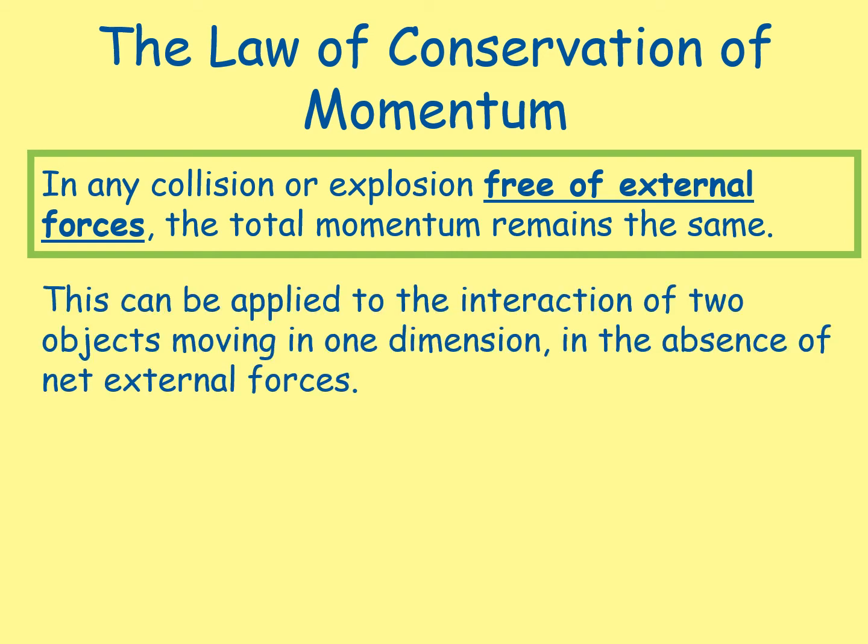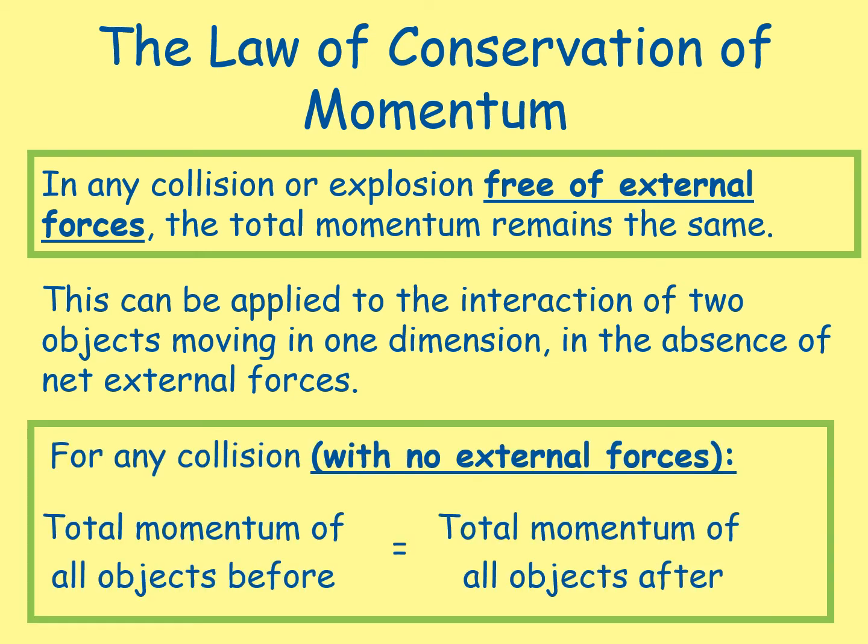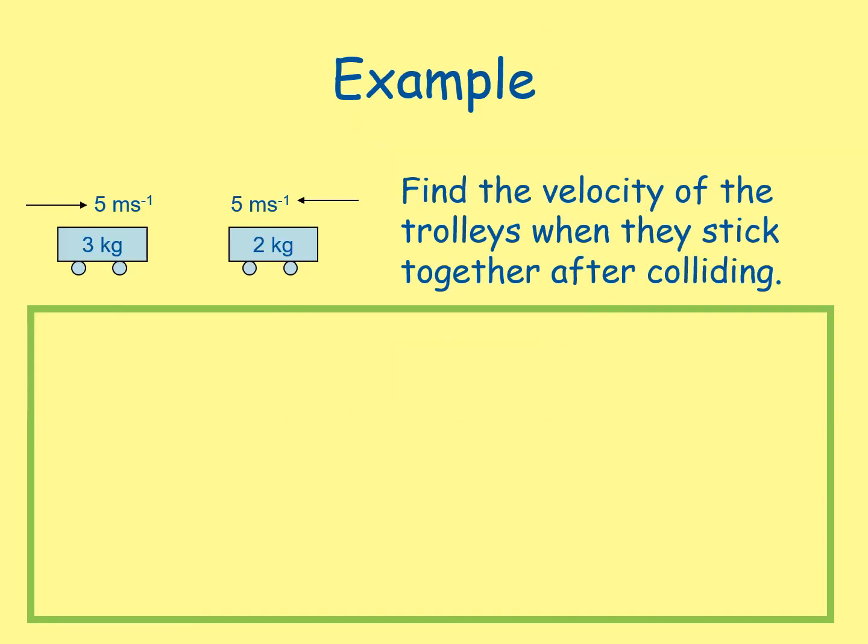This can be applied to the interaction of two objects moving in one dimension in the absence of net external forces. For any collision, again with no external forces, the total momentum of all the objects before is equal to the total momentum of all the objects after. Here is an example for us to look at.